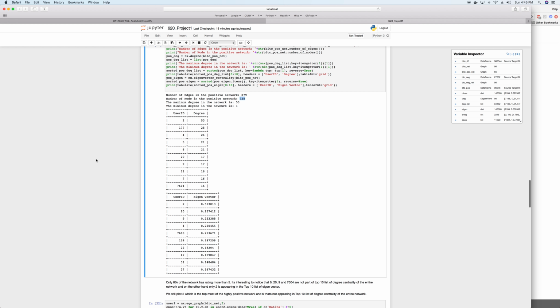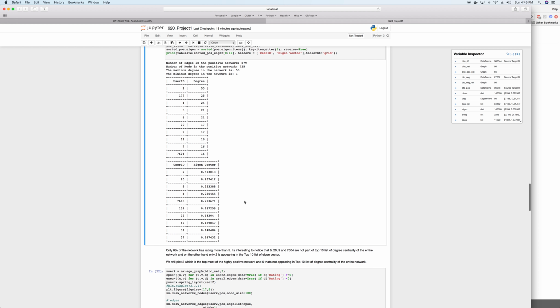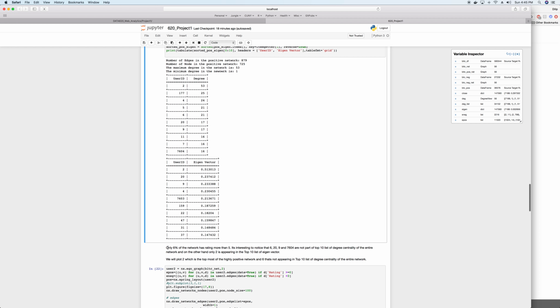Then we went about seeing, out of those individuals in the positive cluster, who has the high degree centrality. User number 2 has high degree centrality. He has 53 connections, and he also has a high eigenvector. So probably he's the most influential person in the positive cluster. Only 6% of the network has a rating more than 5.